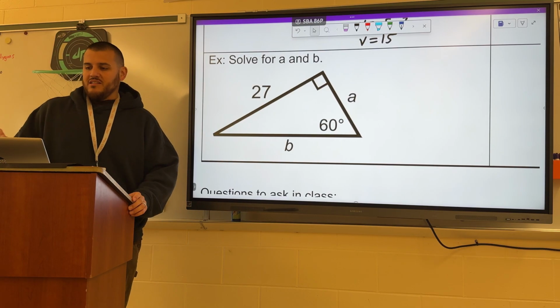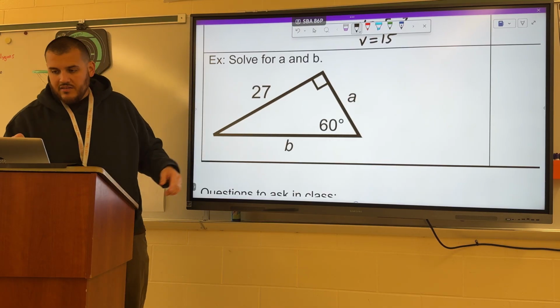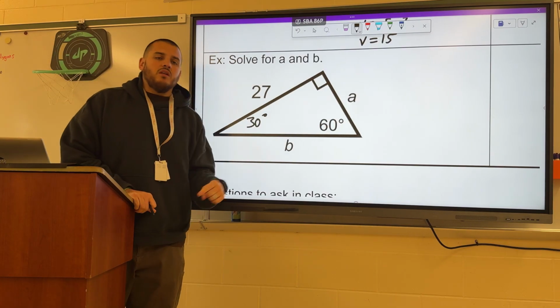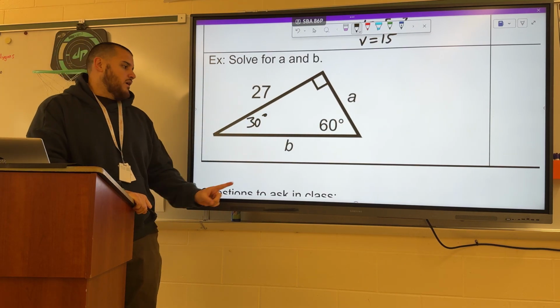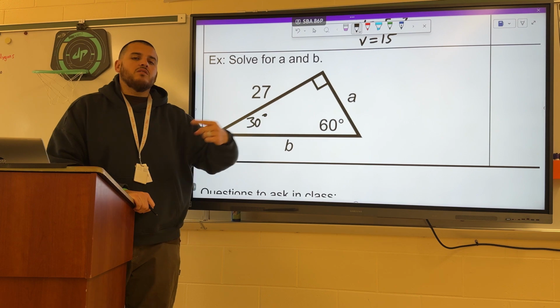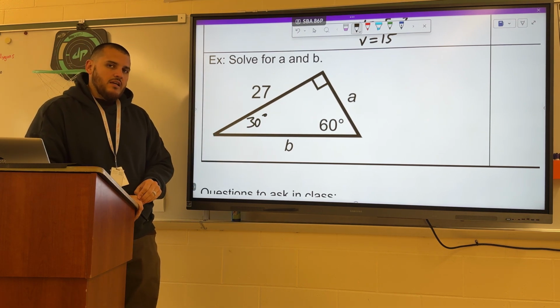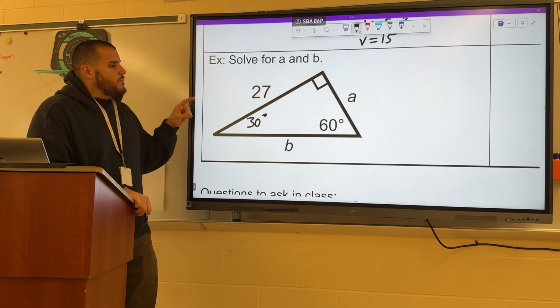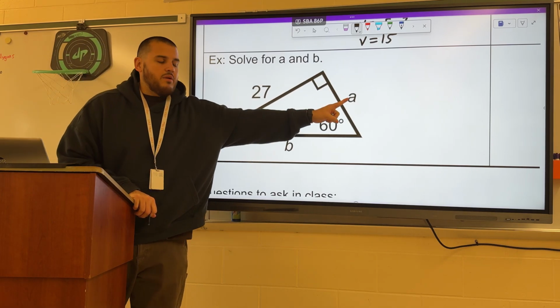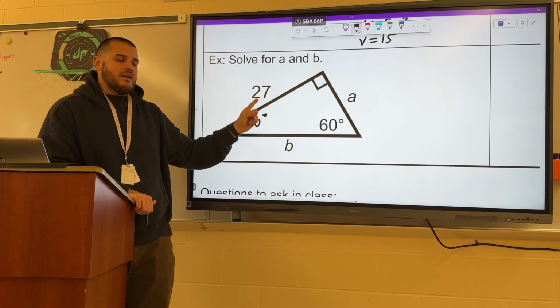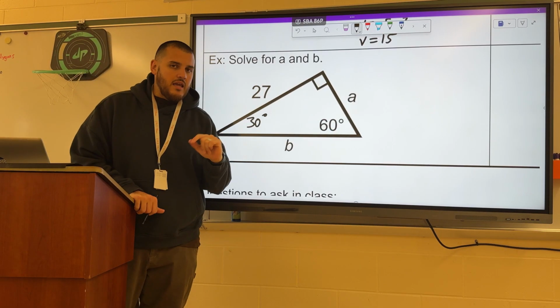One last 30, 60, 90 here. I have 90, 60. That third angle's got to be 30 for my triangle sum theorem. That means the A is my short leg, the 27 is my long leg, B is obviously my hypotenuse across from the right angle. We have the long leg given to us in this one. And again, our goal is everything compared to the short leg. The long leg is the square root of 3 times larger than A is.